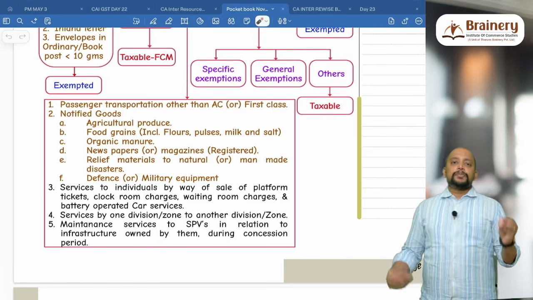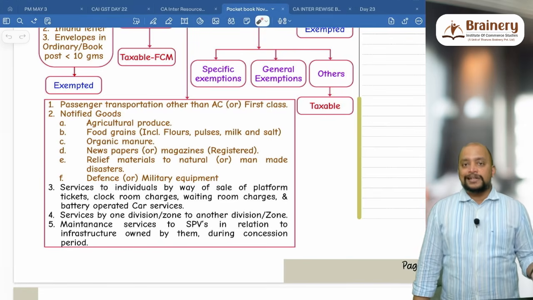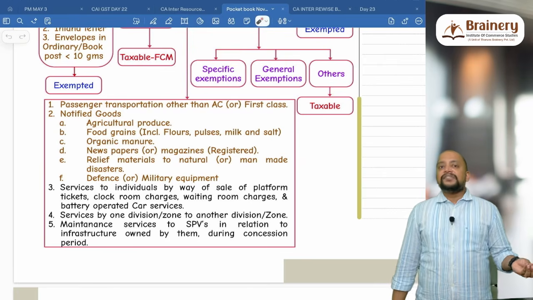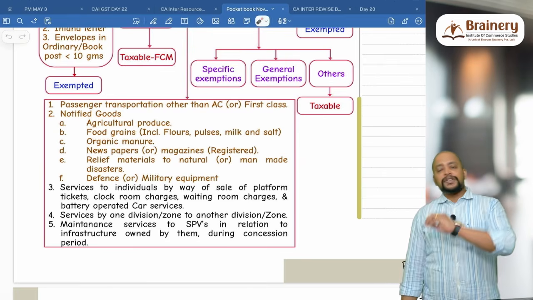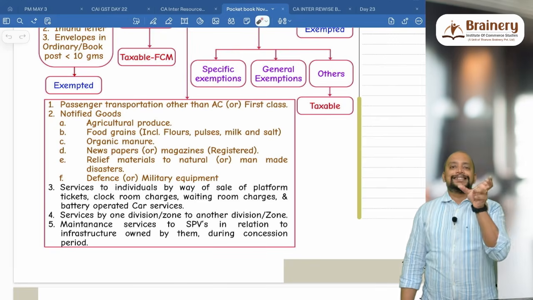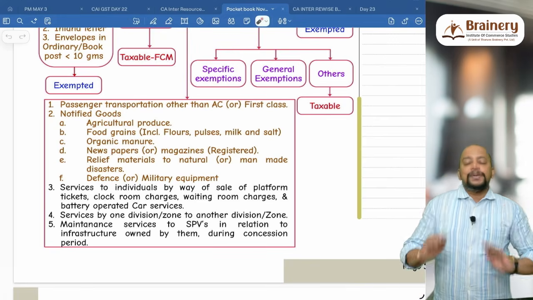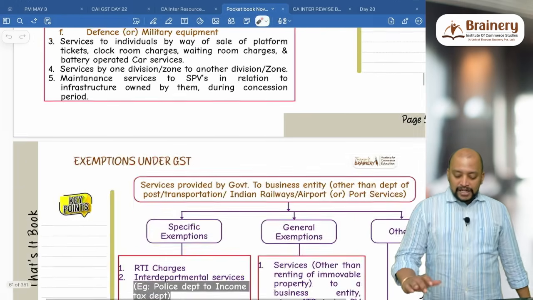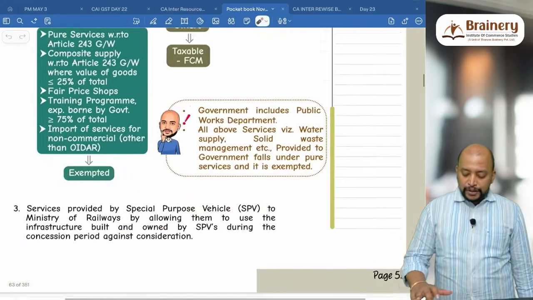So basically, a special purpose vehicle is an entity which is created for the purpose of infrastructure creation for railways, and that entity will give the infrastructure to railways, for which railways will pay some charges during the concession period, so for a particular period, and the charges collected by the special purpose vehicle are exempted. So that will come under services provided to government.